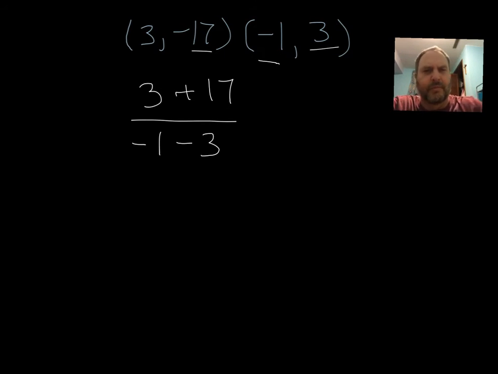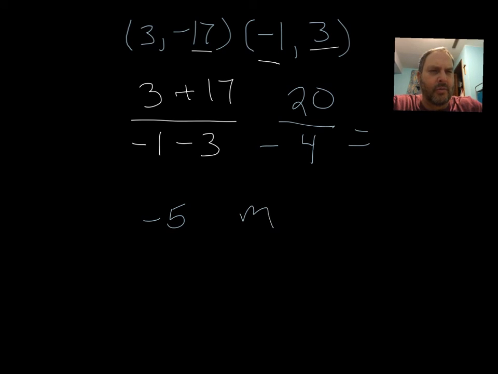Now let's do some simplifying. 3 plus 17 is 20. And minus 1 minus 3, my signs are the same, so I add them, and I get minus 4. A positive number divided by a negative number is negative. So my answer is going to be negative 5. So m, or my slope, equals negative 5.